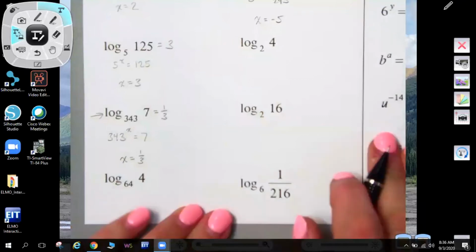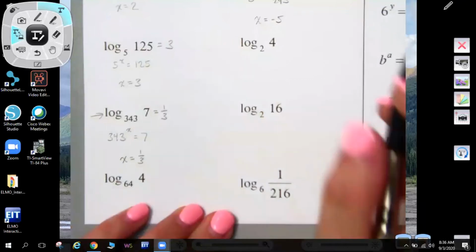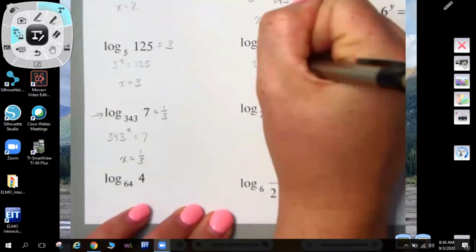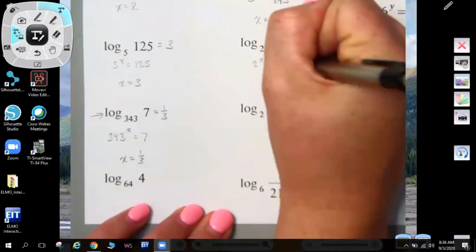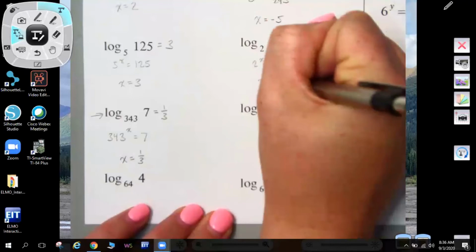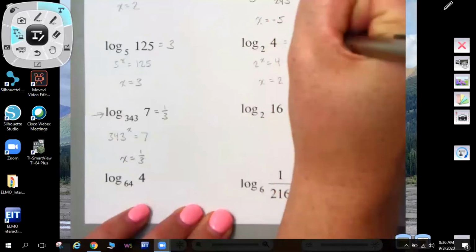Okay, probably the easiest one on the page, log base 2 of 4. 2 to what power equals 4? What'd you get? 2. So the value of this logarithm is 2.